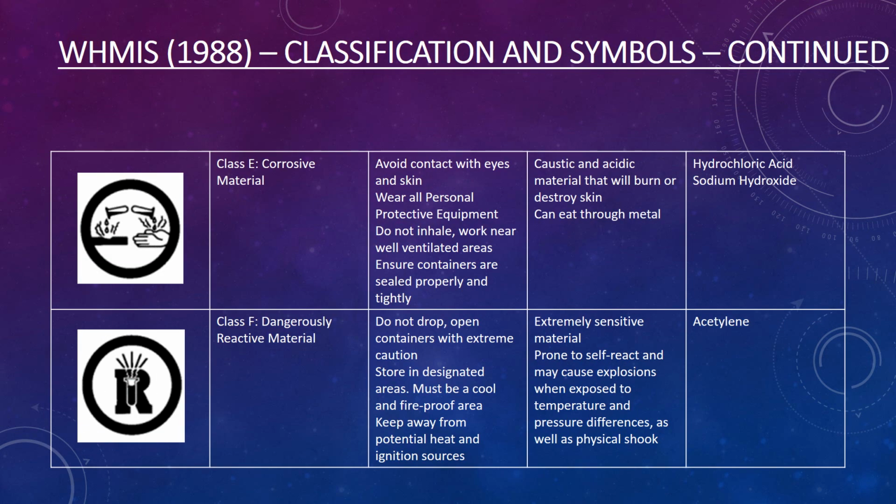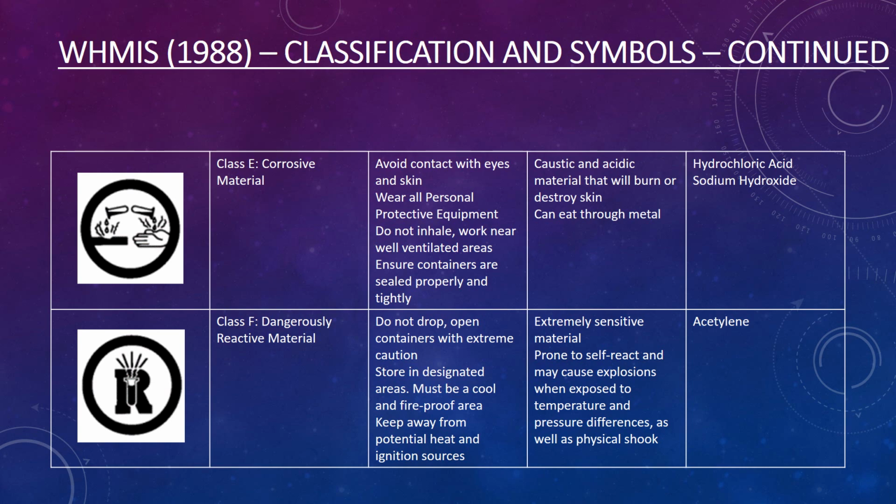Class E, corrosive material. Avoid contact with eyes and skin. Wear all personal protective equipment. Do not inhale. Work near well-ventilated areas. Ensure containers are sealed properly and tightly. Description: caustic and acidic material that will burn or destroy skin, can eat through metal. Examples: hydrochloric acid, sodium hydroxide.